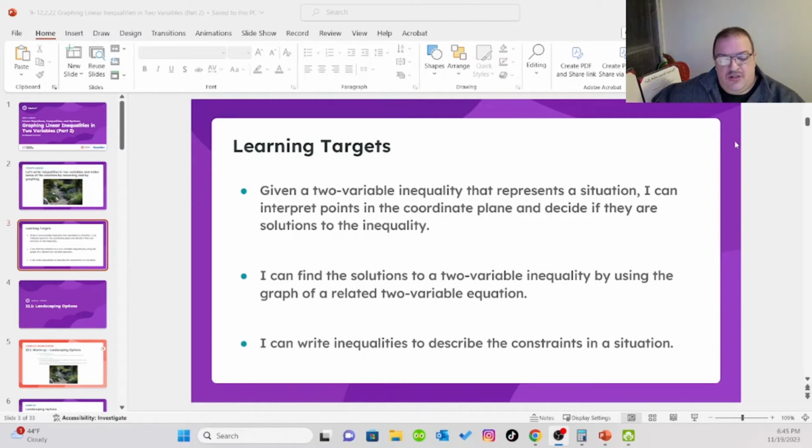We have three learning targets today. The first, given a two-variable inequality that represents a situation, you should be able to interpret points in the coordinate plane and decide if they are solutions to the inequality. Number two, you should be able to find the solutions to a two-variable inequality by using the graph of a related two-variable equation. And number three, you should be able to write inequalities to describe the constraints in a situation.